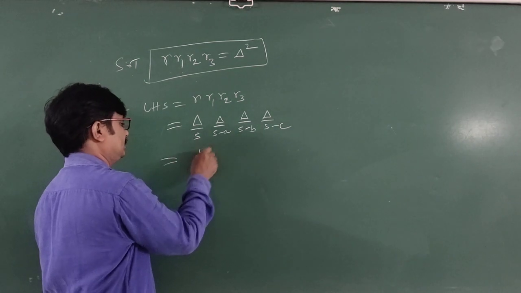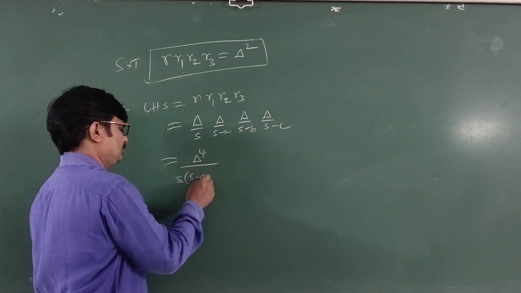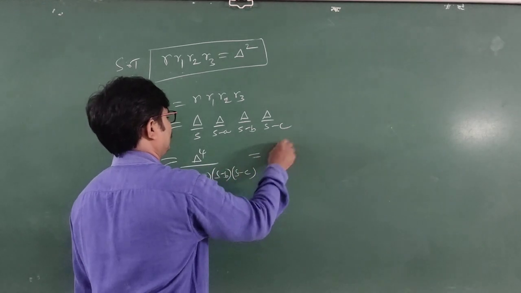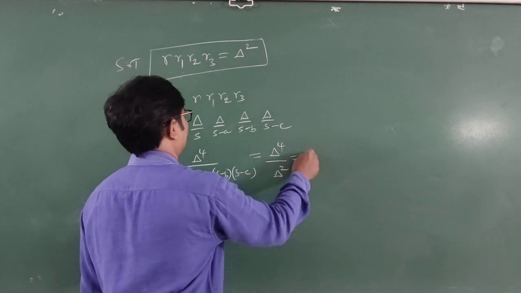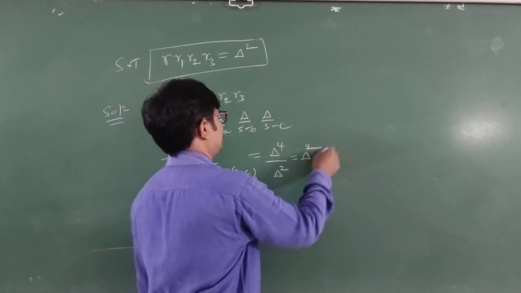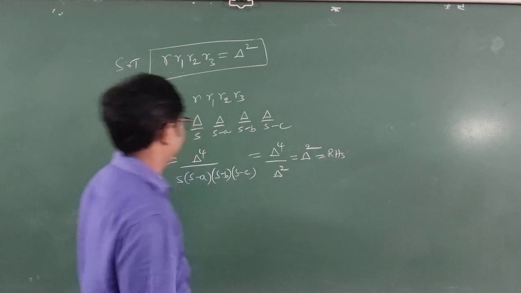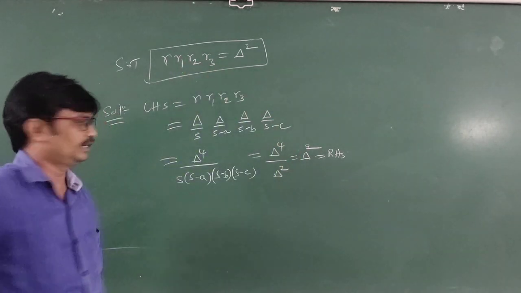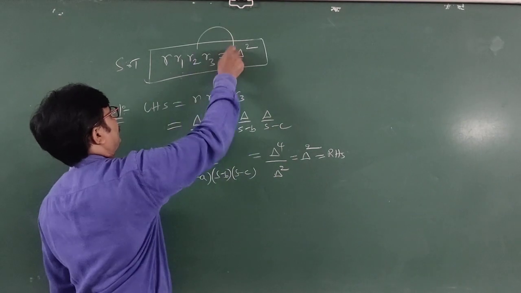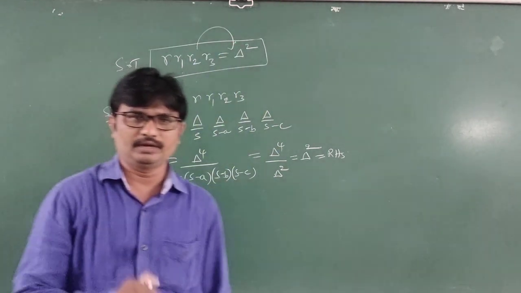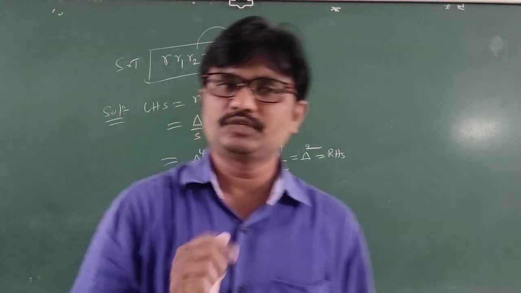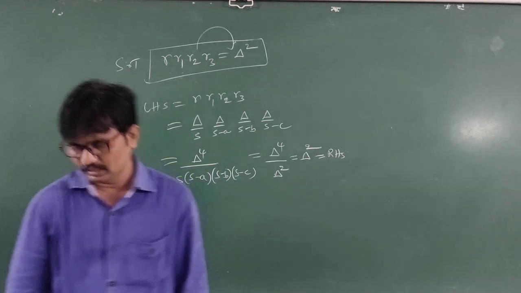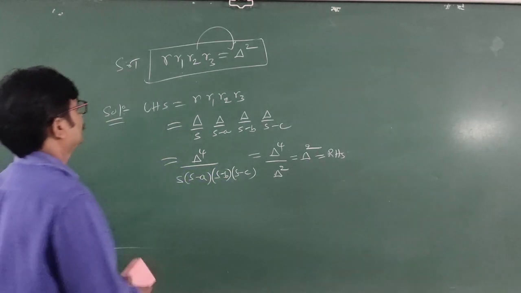So students, this is Δ⁴ / [s(s−a)(s−b)(s−c)], that is Δ⁴/Δ². Delta square is the right hand side. So Δ⁴/Δ² is Δ². This is also very important: r·r1·r2·r3 equals Δ². Now the another one, students.